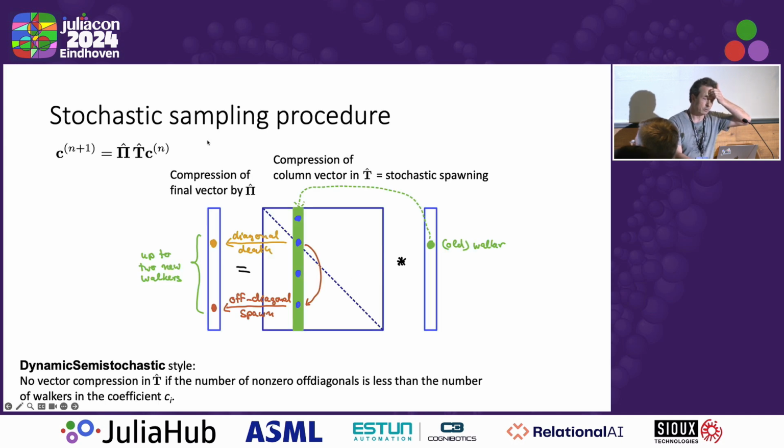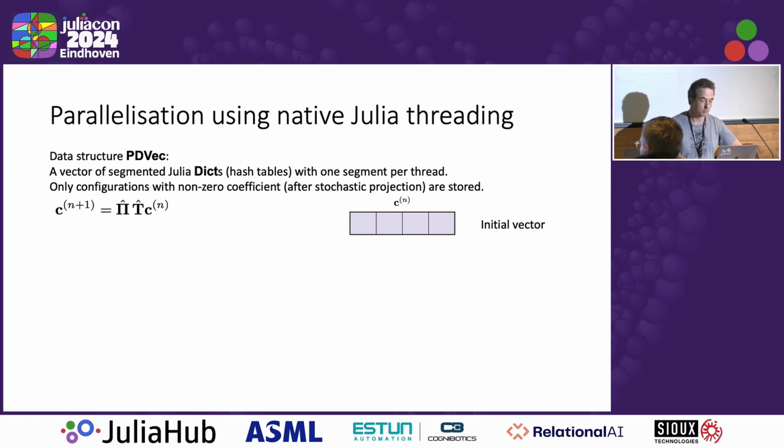Right, so the actual stochastic sampling procedure resembles mostly matrix-vector multiplication, with the additional step that we're stochastically compressing vectors twice. Once on this column of the matrix, and once on the final vector. The stochastic compression removes a lot of the values by keeping the expectation value the same, but reducing the number of elements that we have to store.